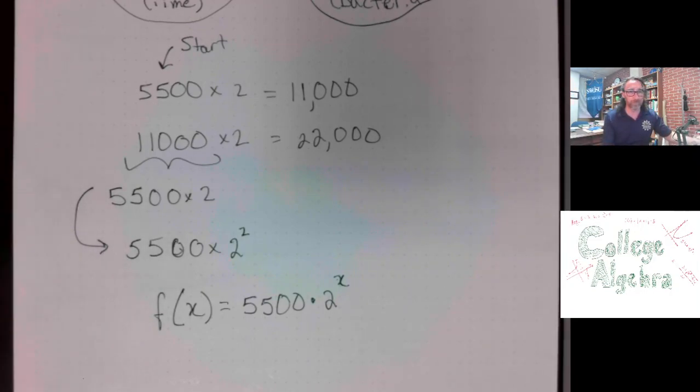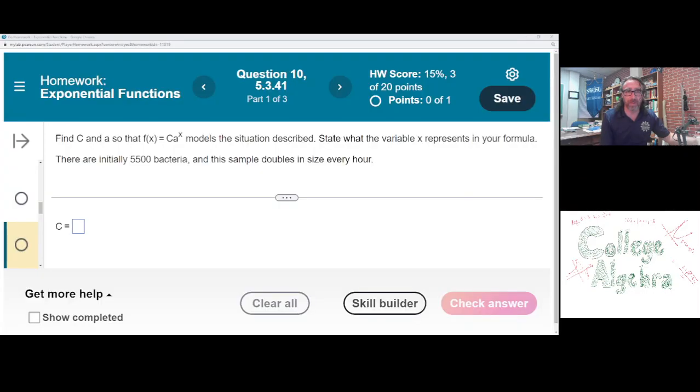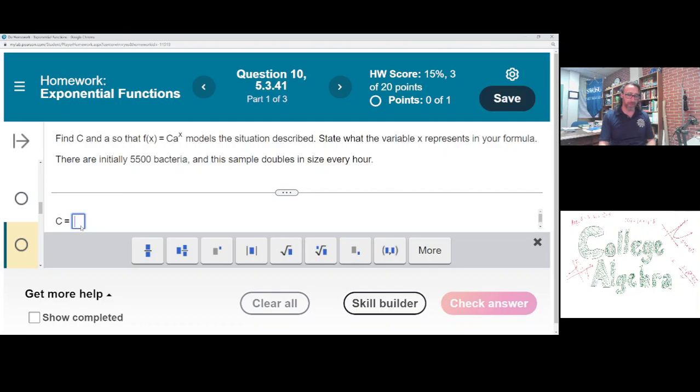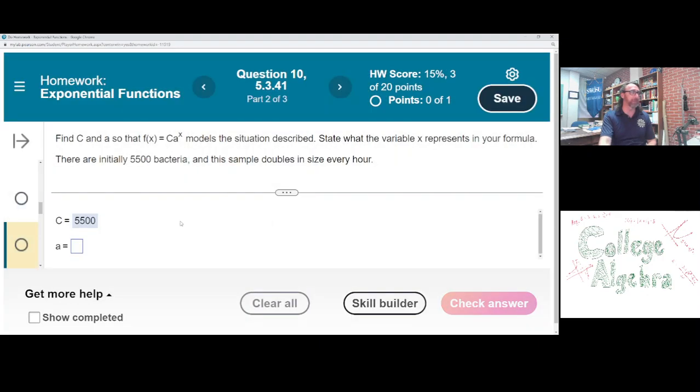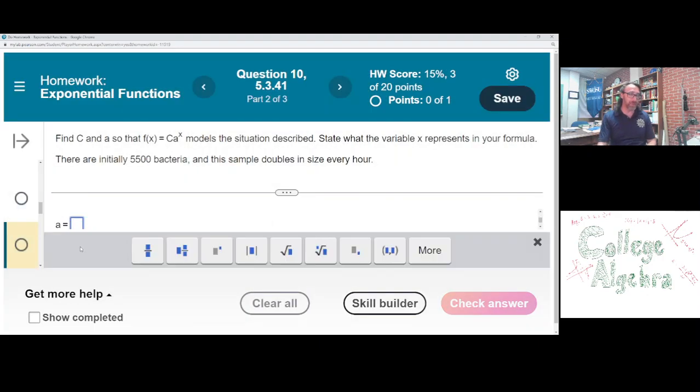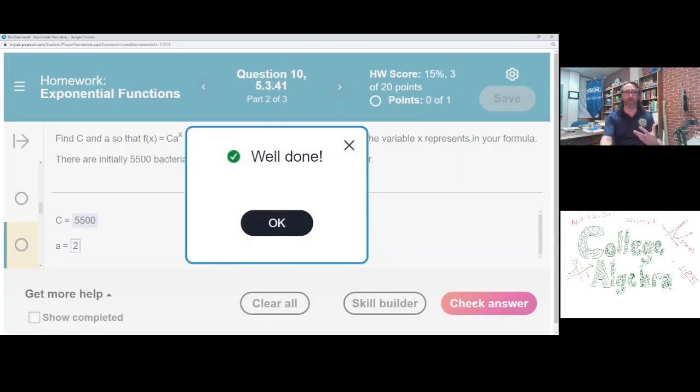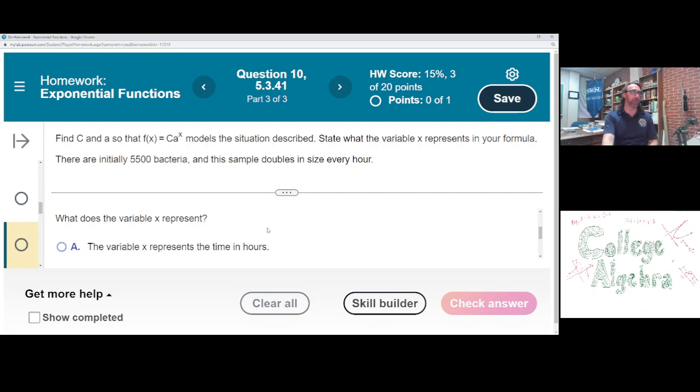So let's go back to the statement of the problem and see what they're asking us here. What do they want for C? Well, C is 5,500, your starting amount. We'll check the answer. Great. What is A? A is 2. The base of our exponential function is 2 because the bacteria were doubling every hour.